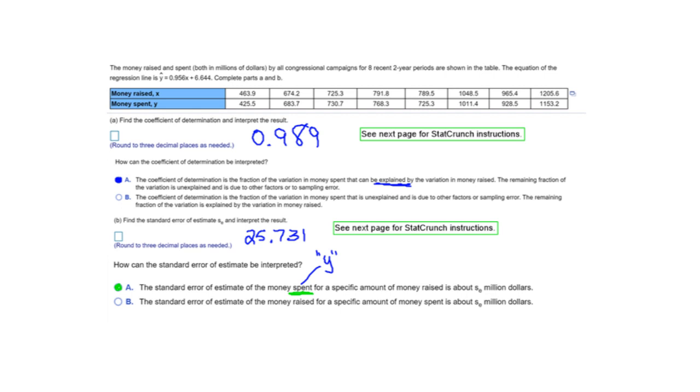All right, so this problem has money raised, that's the x, versus money spent, the y, for all congressional campaigns for 8 recent 2-year periods, and this is in millions of dollars. Now, they already found the equation for us, and so y hat is equal to 0.956x, so our slope is positive, and we know our line would be headed upwards, and our y-intercept is 6.644, so that's where it would cross on the y-axis.